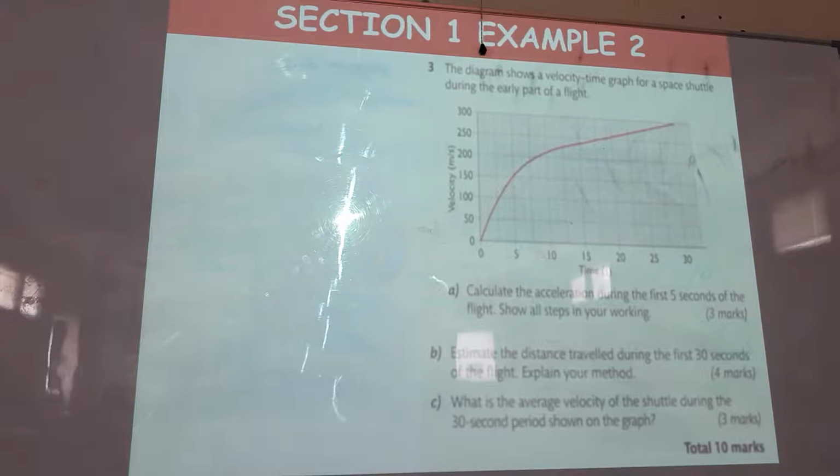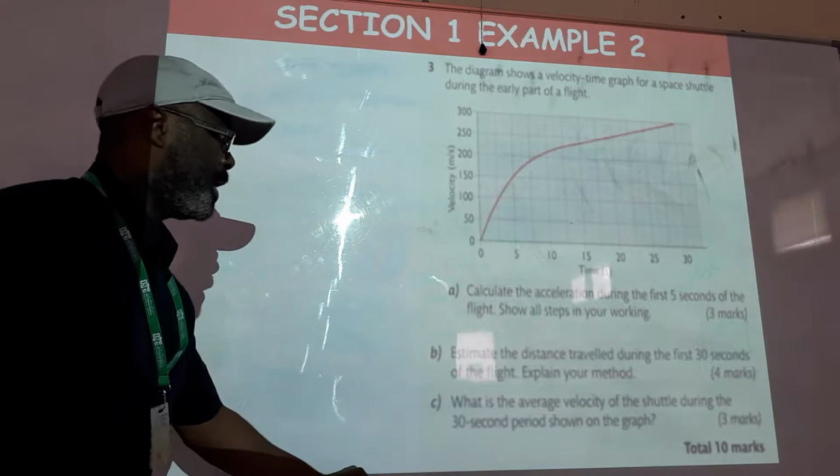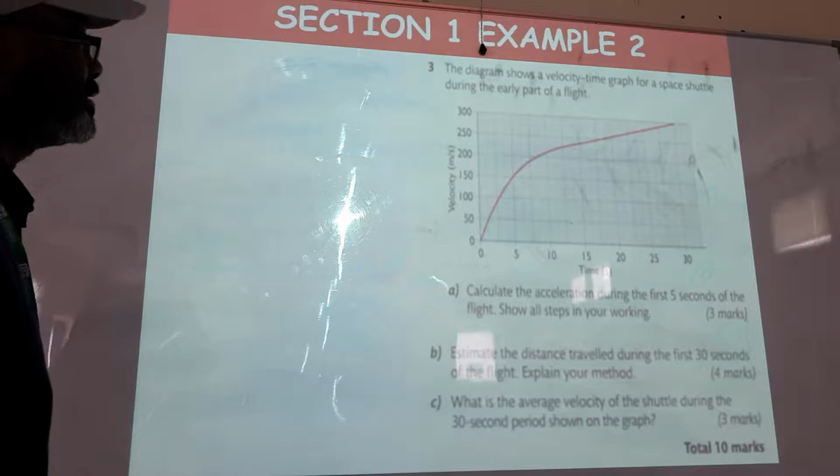Hello. Another good example is this example on velocity time graph. The first example we looked at was a distance time graph, and now a velocity time graph. And now you need to remember what the key points of a velocity time graph are.